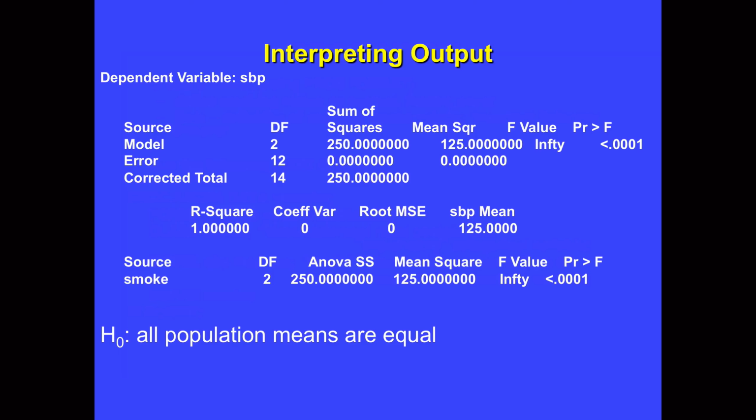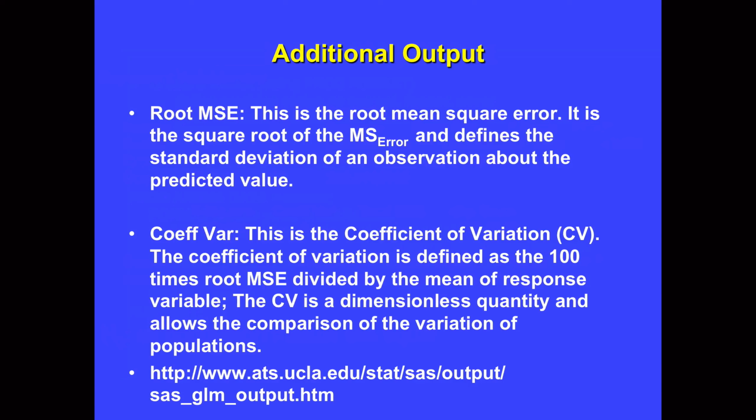I've provided the output in the slides as well, so you have it there. This is just output that we saw in SAS. These are some additional descriptions of various pieces of the default output in ANOVA.